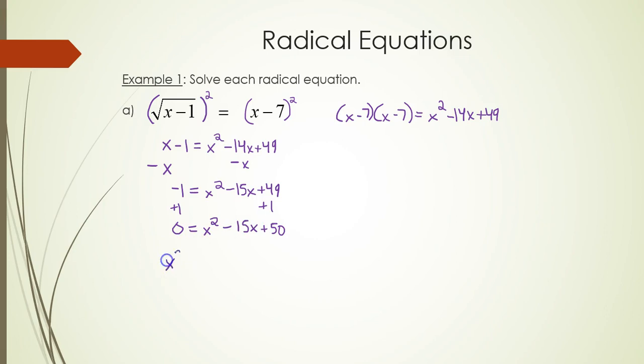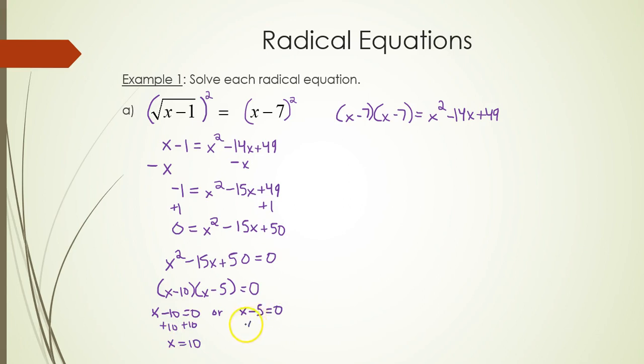I like my equations better when the 0 is on the right hand side, so let me just mirror the equation here. And then we can factor. I believe it factors into x minus 10, x minus 5. Take each factor, set it equal to 0, and solve for x. You get x equals 10. You get x equals 5, but don't say these are your answers yet.